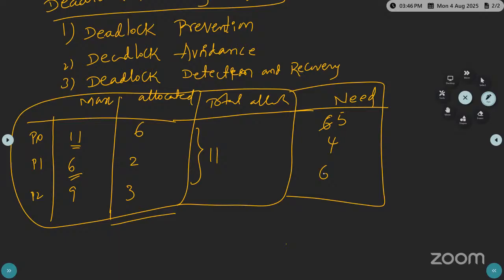Now the system should be executed in a safe manner, in any order: first P1, P2, P3, or first P2, P3, P1, or P2, then P1, then P3, or start with P3, then P1, then P2.